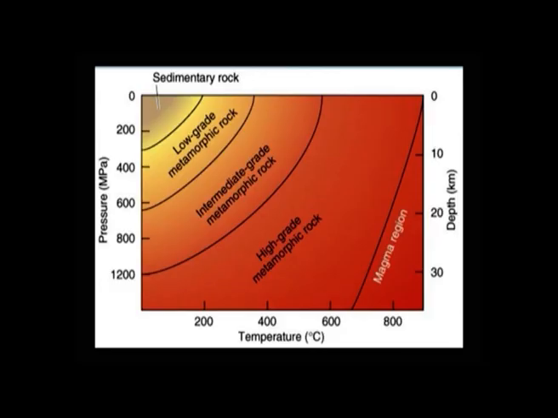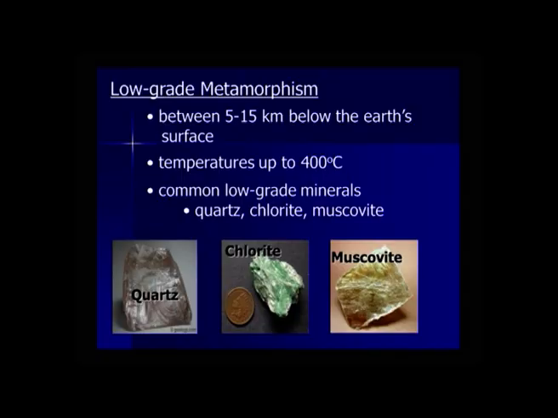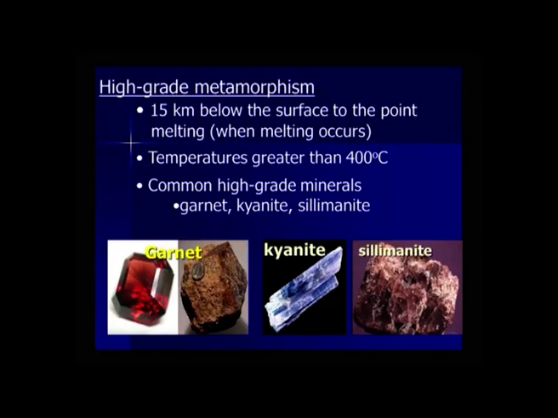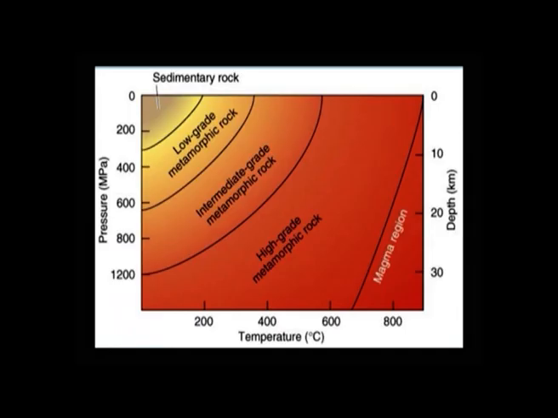Low grade metamorphism takes place at low temperature and relatively low pressure. Low grade metamorphic rocks are characterized by an abundance of hydrous minerals. Examples of hydrous minerals that occur in low grade metamorphic rocks: clay minerals, serpentine, muscovite and chlorite, etc. High grade metamorphism takes place at higher temperatures, greater than 400 degrees centigrade, and relatively high pressure.